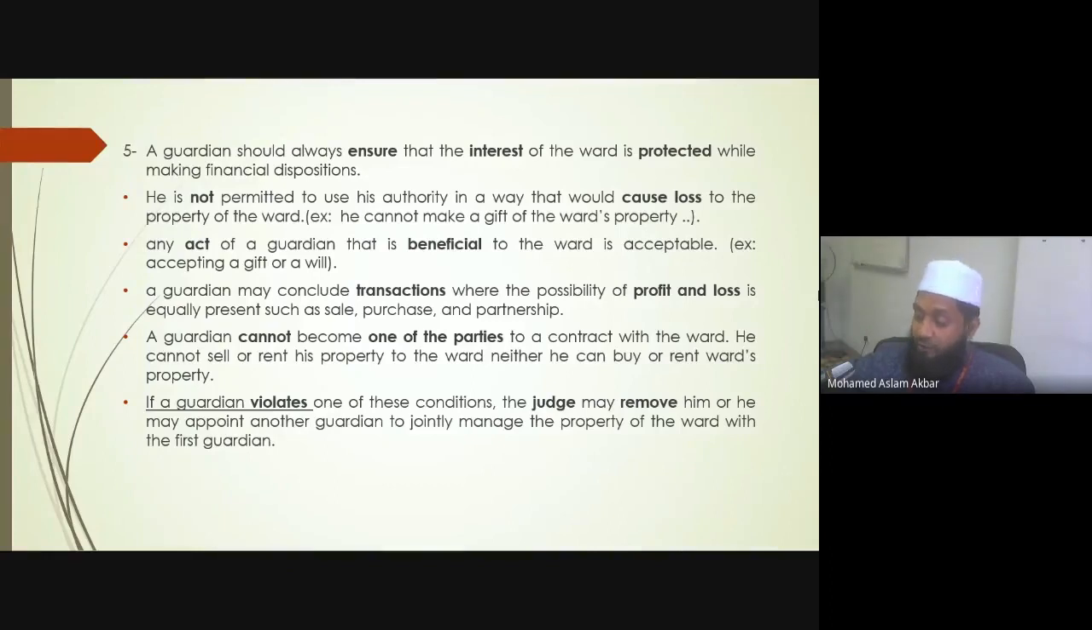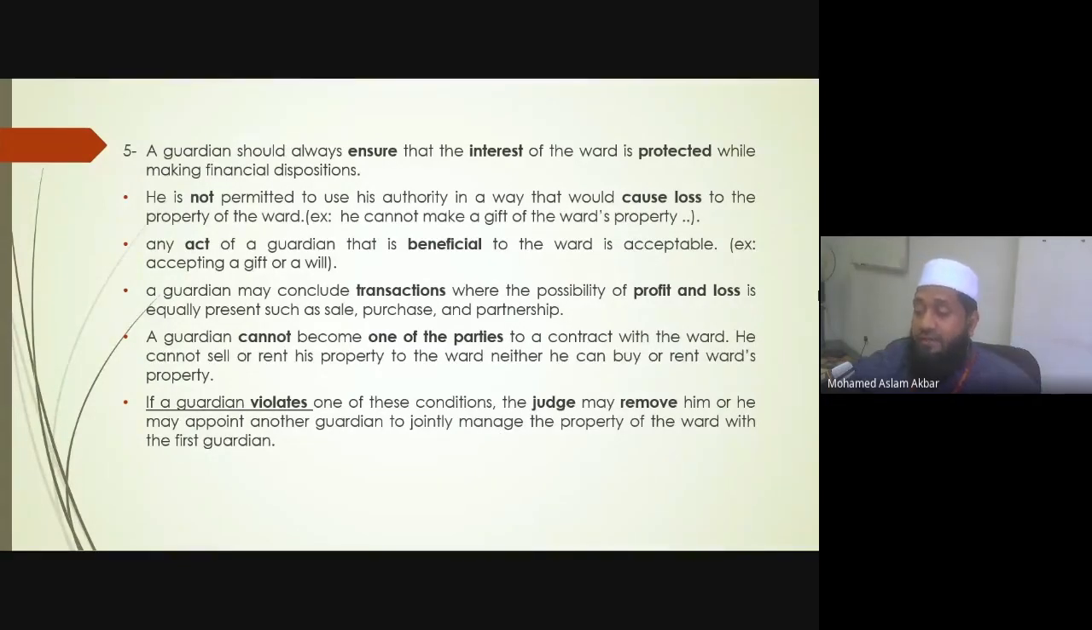Look how deeply fiqh talks. Because let's say there is a child, he has a property, and later a guardian becomes a buyer. You already know, when the guardian himself becomes the buyer, it is up to him the price. He can fix the price, isn't it? So for that reason, a guardian cannot become the buyer of the property. He cannot become one of the parties. He cannot sell or rent his property to the ward.